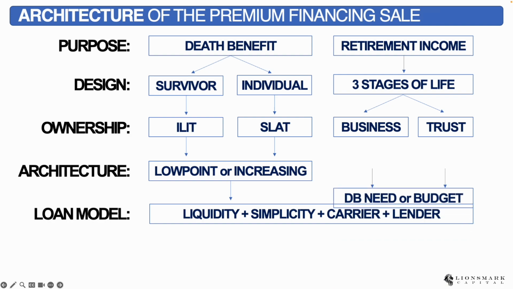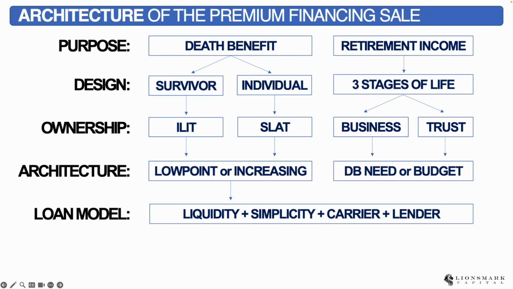Okay. In terms of the architecture here, we want to know if they have a specific death benefit need, a minimum amount of death benefit need that they want during stage one of their life, their income producing years, or stage two of their life, their retirement years. We want to know what that death benefit need is so that we can design it around that. Or I should say, and or we want to know what their annual budget is.